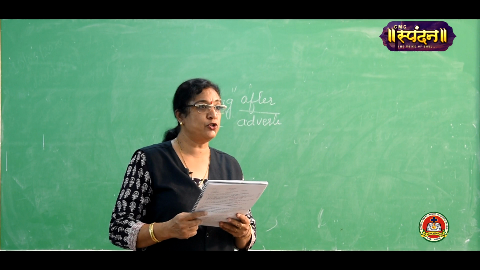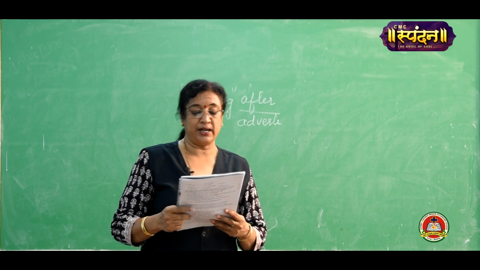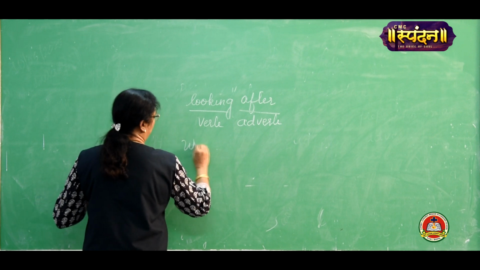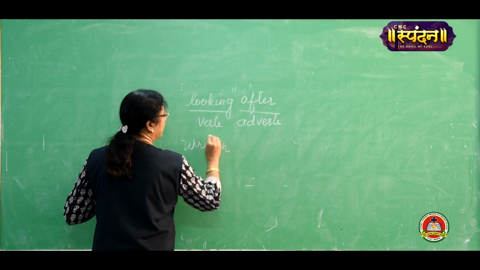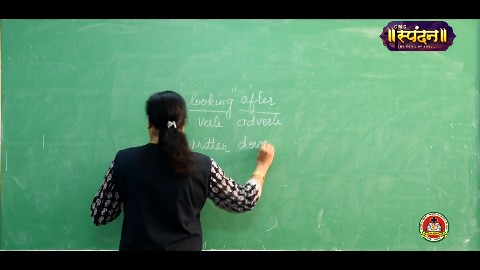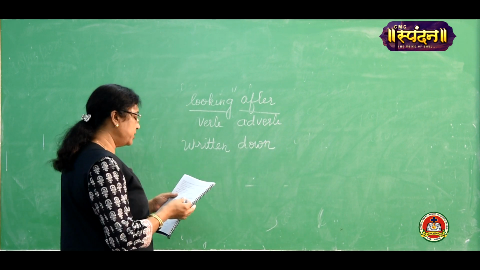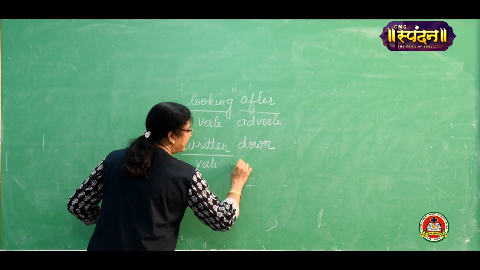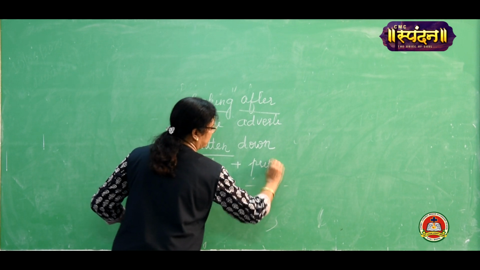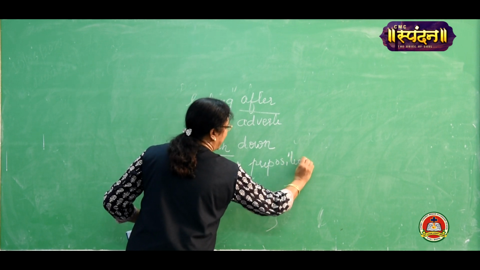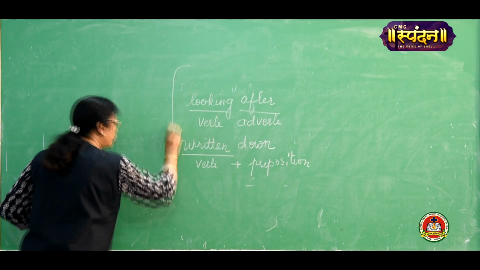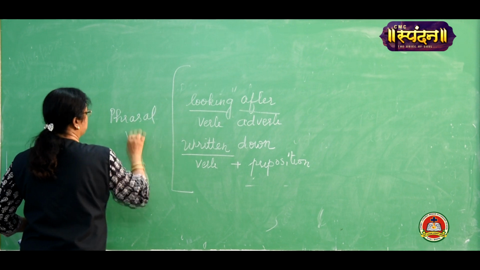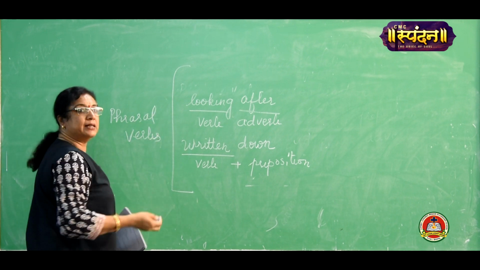The list had to be written down so that nothing was forgotten. Now the second word is "written down". Written is a verb, but here down is a preposition. So if it is an adverb or a preposition, these all become phrasal verbs. What do they become? Phrasal verbs.